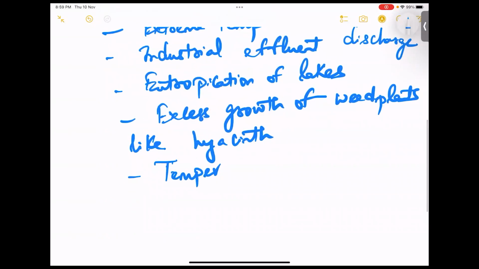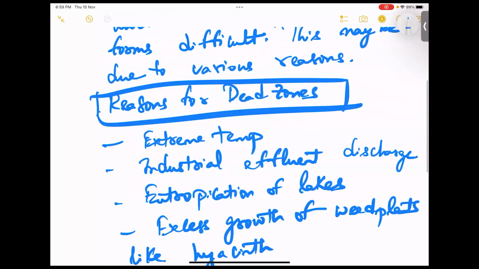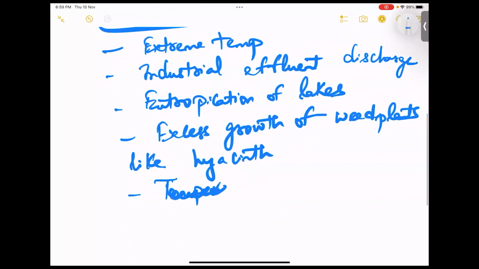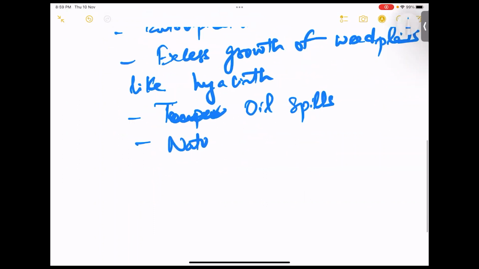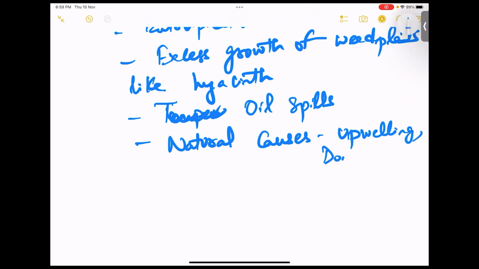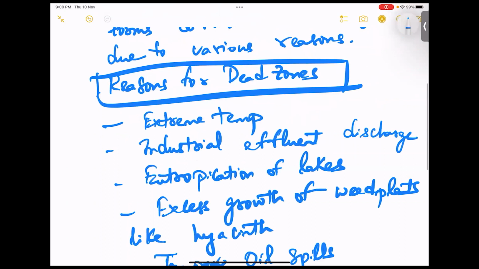Okay, temperature increase already I have written. Industrial effluence we have written. Excess plantation we have written. Okay. So these are the causes. And then oil spills. Yeah. Oil spills. And then the natural causes like upwelling and downwelling. So these are the causes or reasons for dead zones.